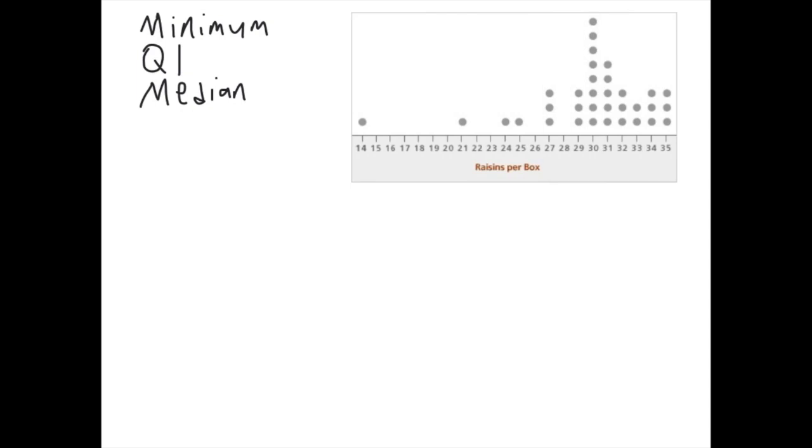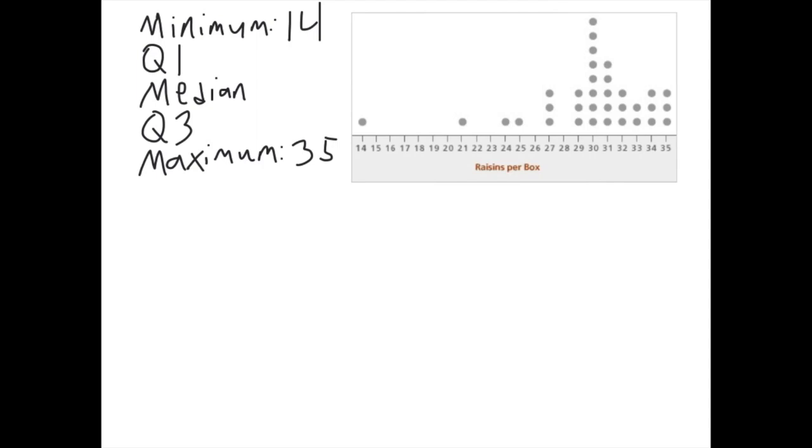The median, the middle number, Q3, also known as the third quartile or the upper quartile. And by the way, just a note, the median is sometimes called the second quartile. And the maximum, the largest number. Now let's go ahead and fill these in. Well, the easiest to find are the minimum and the maximum. The minimum, the smallest number, 14. The maximum, the largest number, 35.